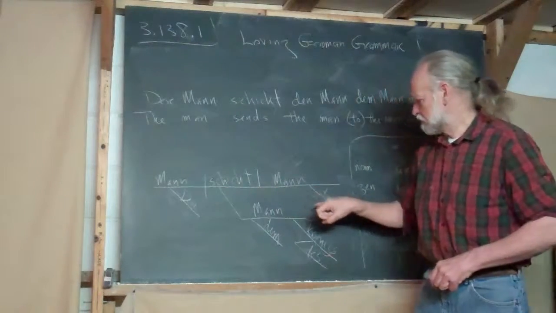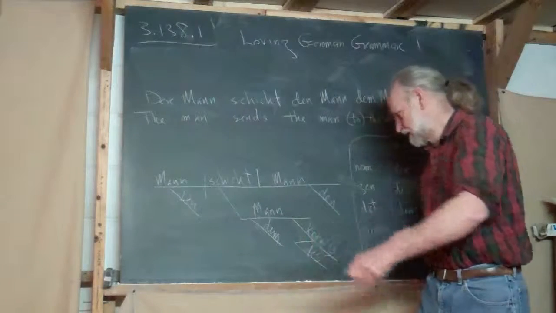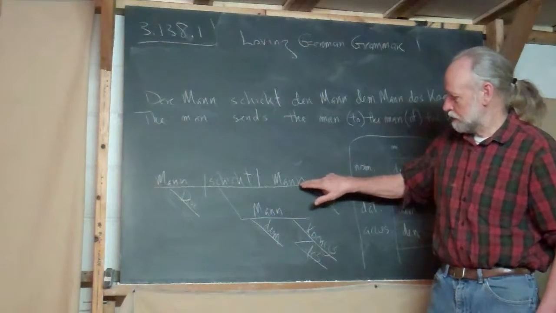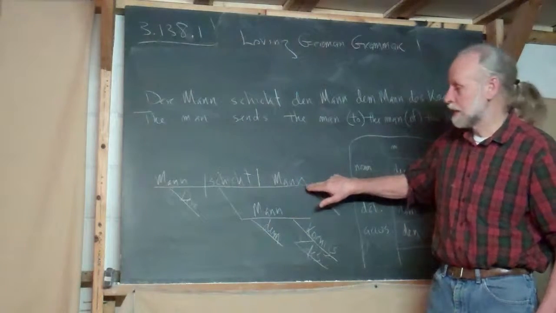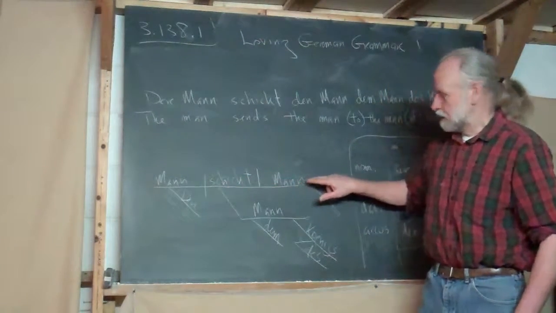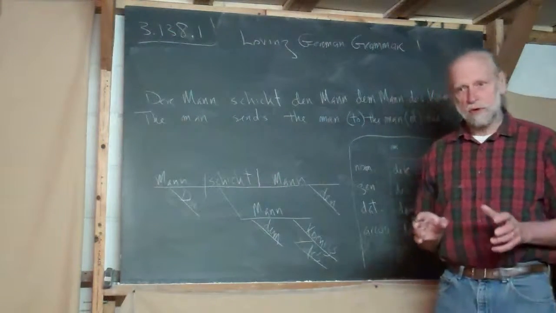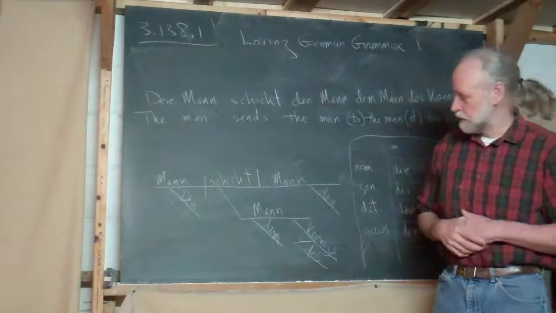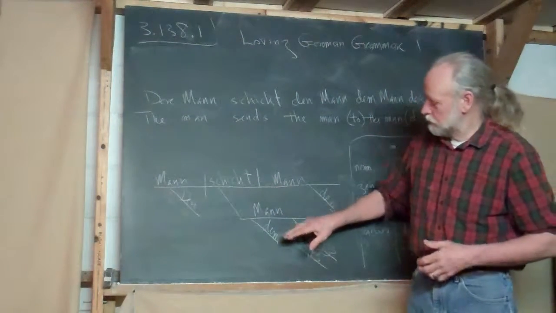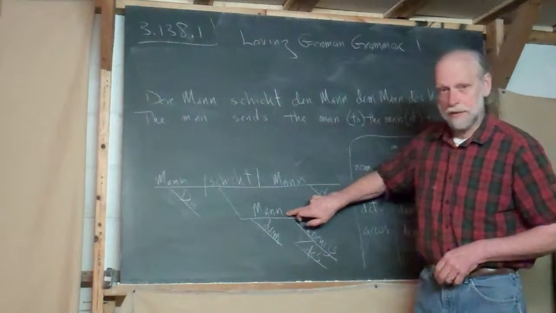The man sends the man. Well, this is the direct object. The action is done to this man. There's the one who does it. This is the simple subject. And here is the direct object. Well, sends is a verb that can take an indirect object. And so you could put the word to in here. The man sends the man to the man.